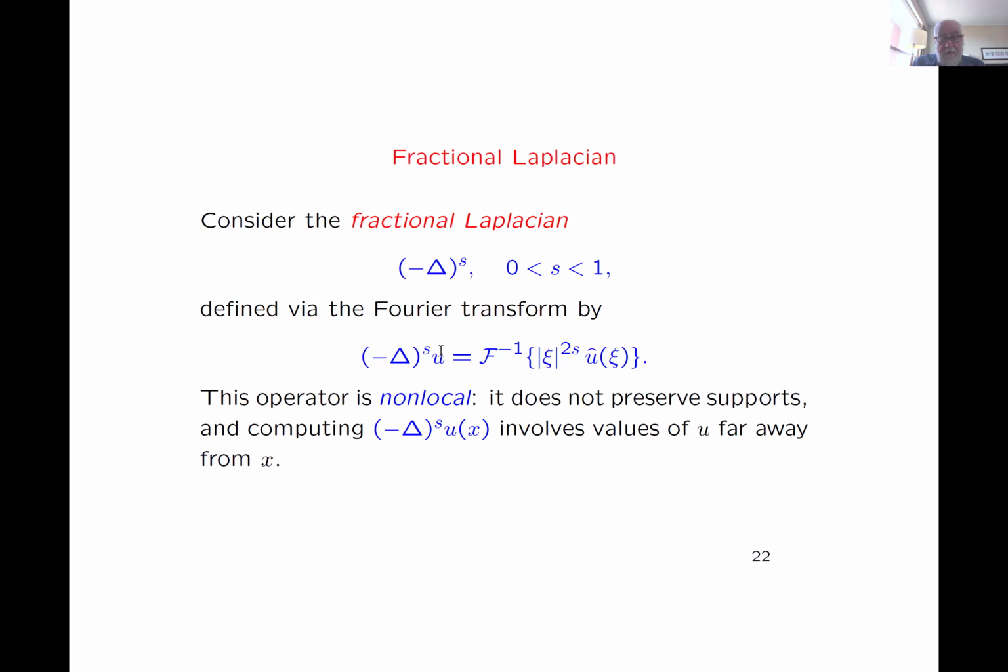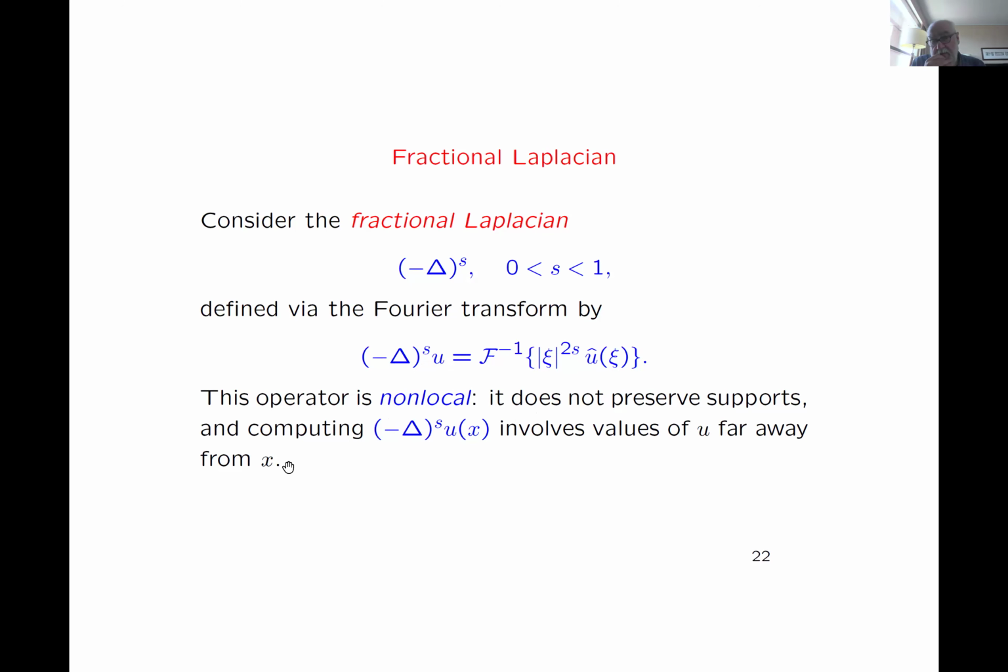And this can be defined by the Fourier transform. You apply the Fourier transform to a function f, multiply by modulus xi to the 2s times the Fourier transform, and take the Fourier inverse. So it's a convolution operator. Therefore, this operator is non-local. It does not preserve supports. And computing this involves values of u far away from the point x.